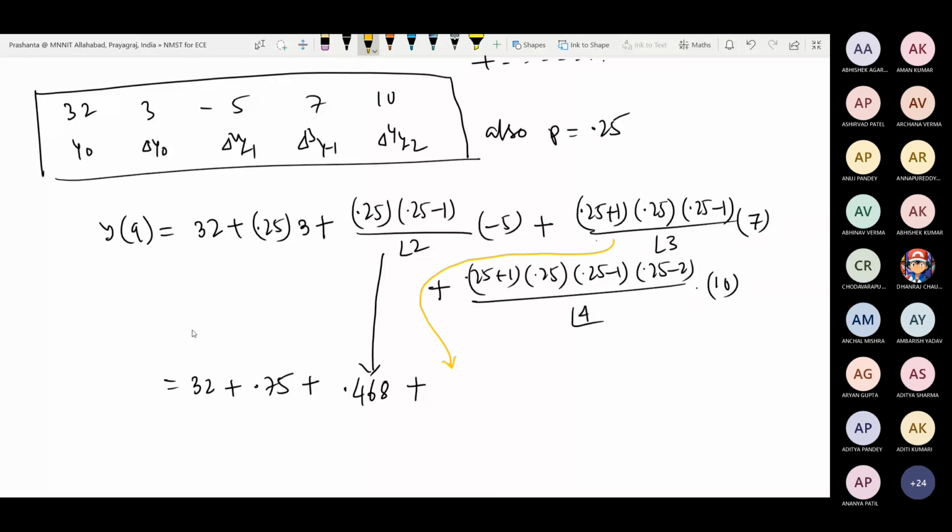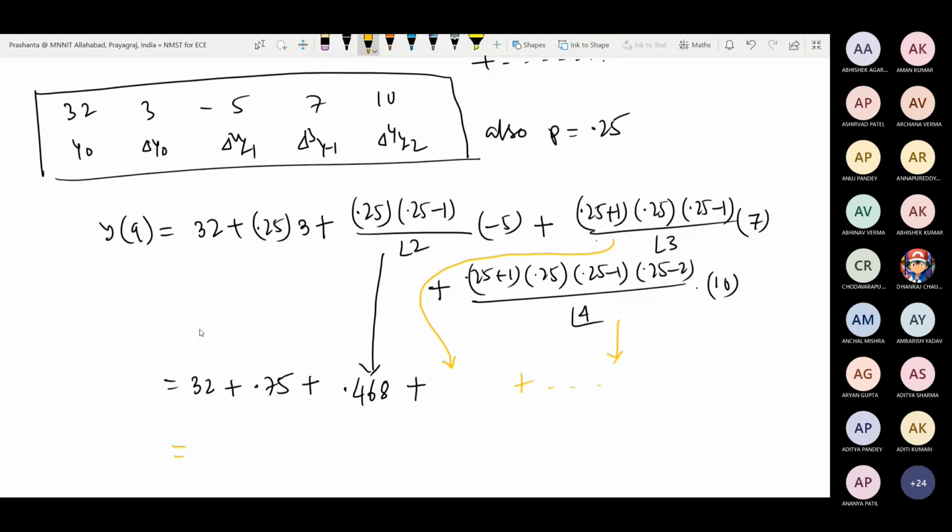And then the next term, and you ultimately add, and that will be telling you the values at x equals 9. Okay. So that was Gauss forward formula.